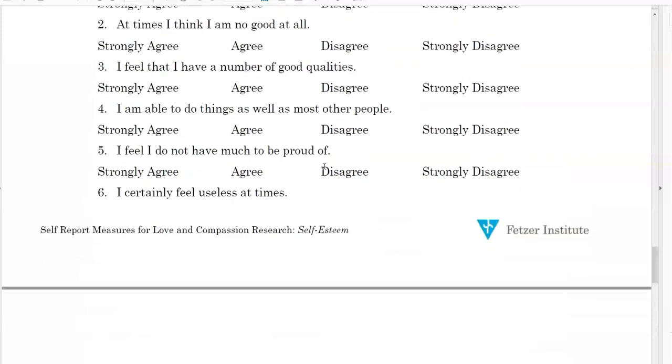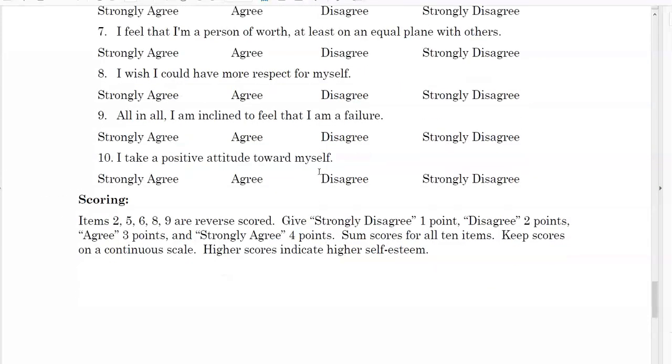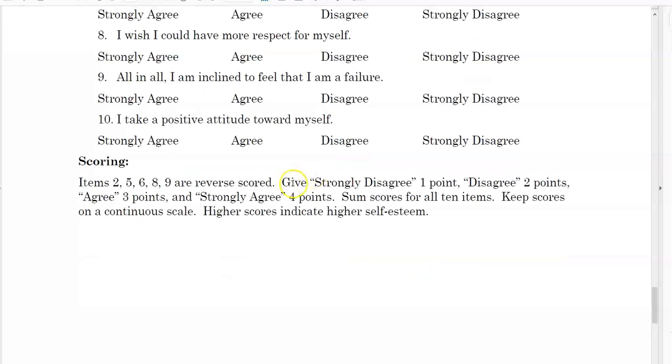So make sure you understand how to do the scoring for the instrument, because once you have collected the data, it's necessary to do the scoring for each respondent. Well, with a spreadsheet, you can do it automatically. So that's not too much of an issue.